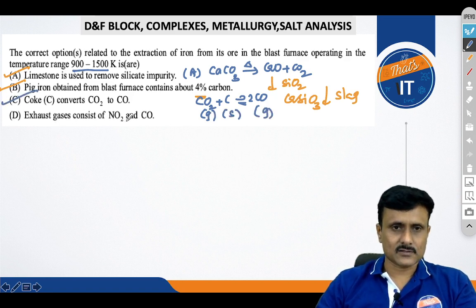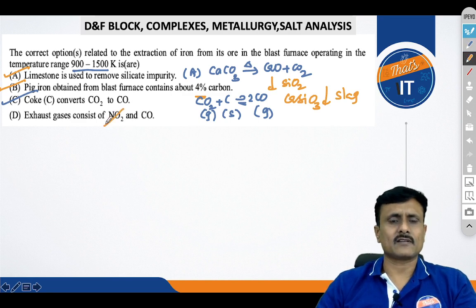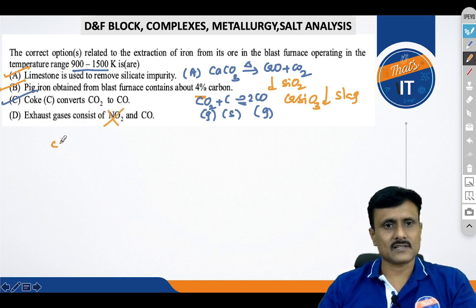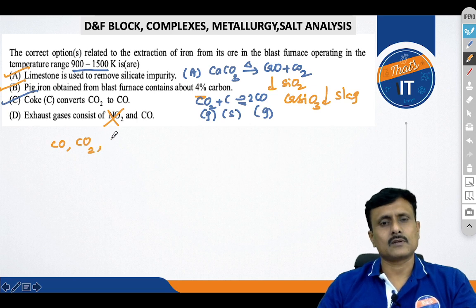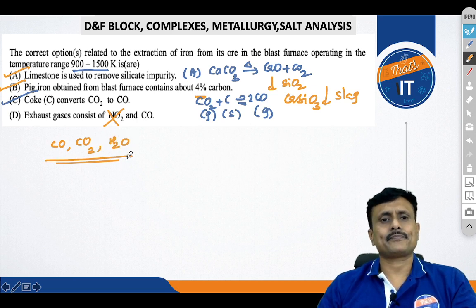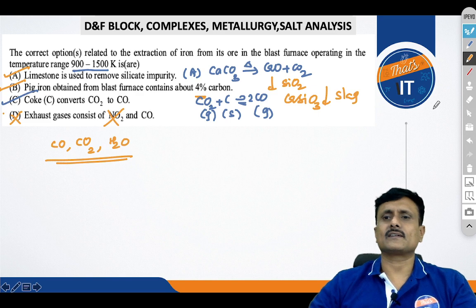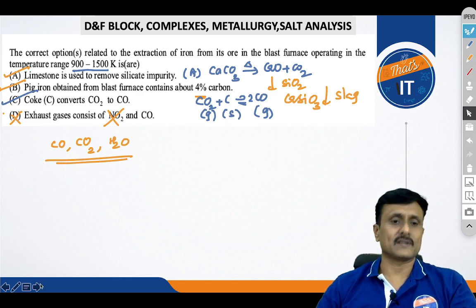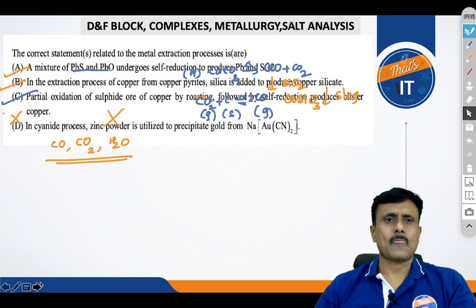Exhaust gases consist of NO2. This is wrong, right? From where does nitrogen come? Actually, exhaust gases are CO, CO2, H2O. So this is not the correct answer. So right answer is A, B and C for this question. Alright.